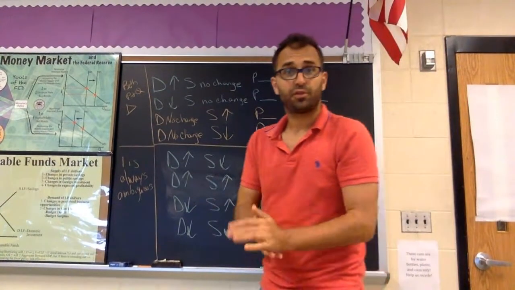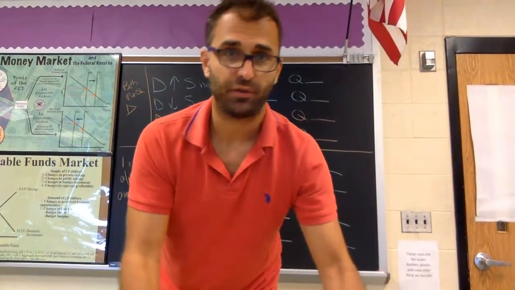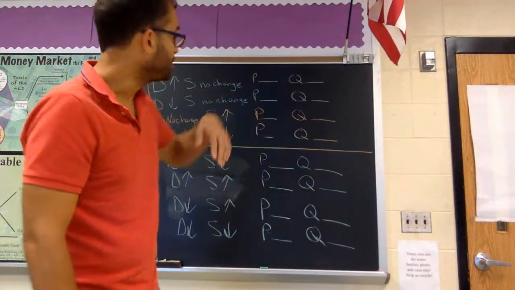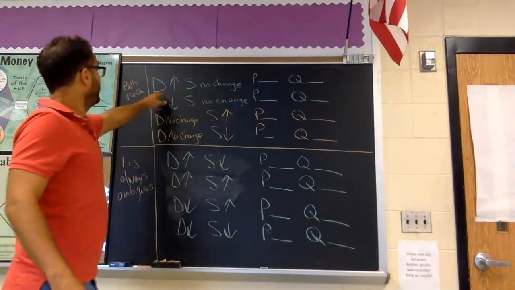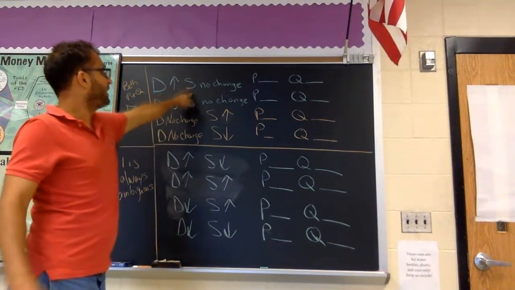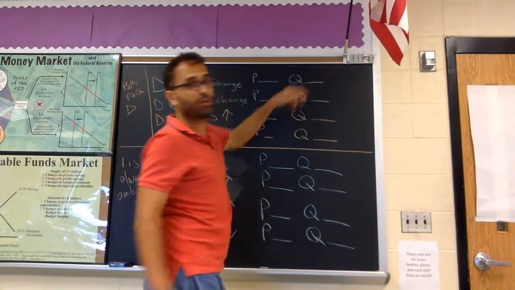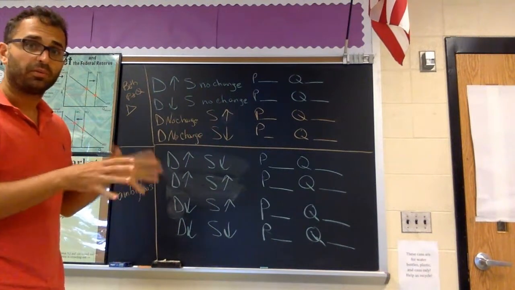This is double shifts. Before I begin with the explanation, I need you to do something. I need you to copy this down in your notebook. I'm going to read it, so make sure you can see. Over here, this is D for demand, S for supply, P for price, Q for quantity. This is called double shifts.